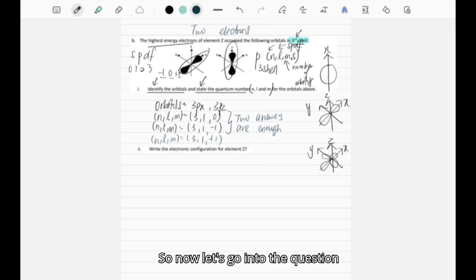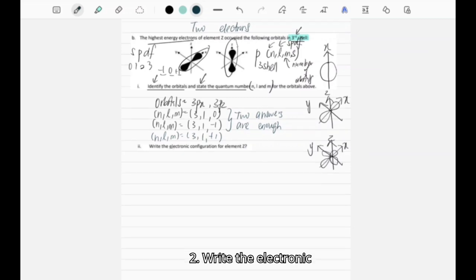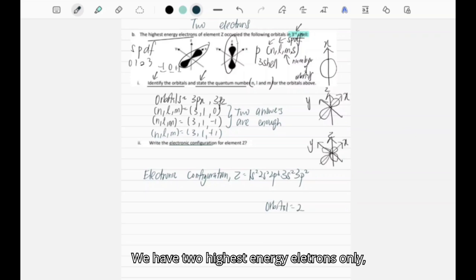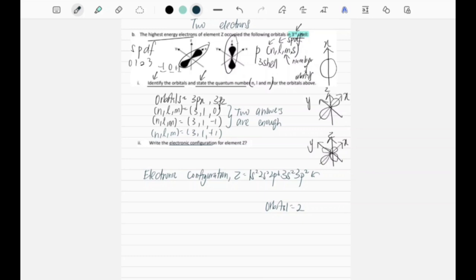Now let's go into question 2. Write the electronic configuration of element Z. For the electronic configuration of Z, we need to start from 1s and continue all the way until 3p. Since in the 3p orbital we have two highest energy electrons, the last orbital we fill until 2 electrons, that's enough.